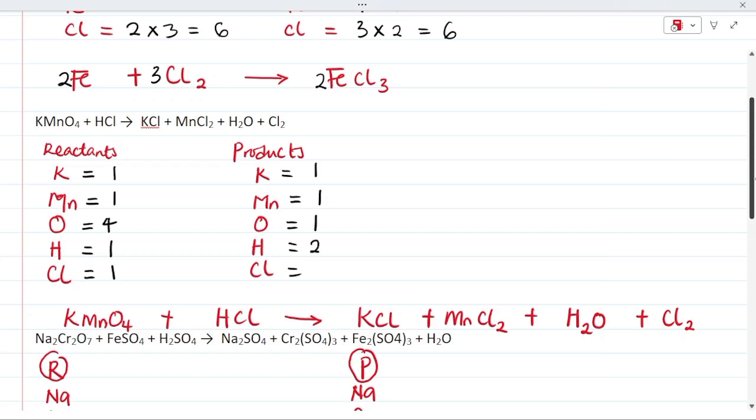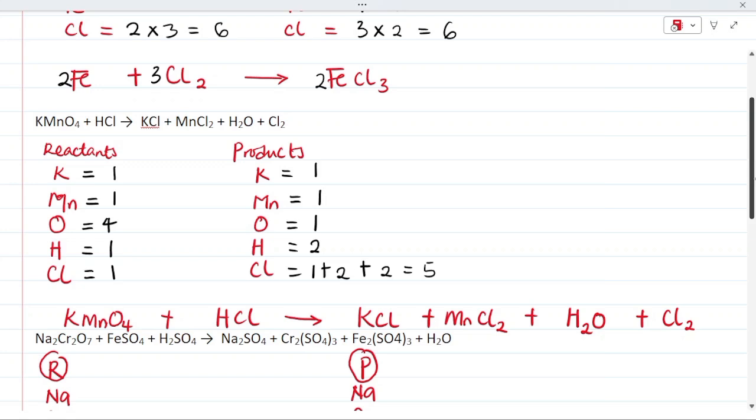Remember when you are counting, you count everything on a particular side. So you can see there's chlorine here, there's chlorine here, and there's chlorine here. So you count them all together on the product side. So you have 1 plus 2 plus 2, which gives a total of 5. So we have 5 atoms of chlorine on the product side.